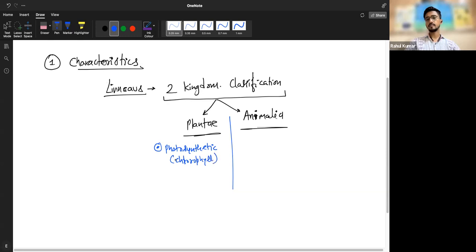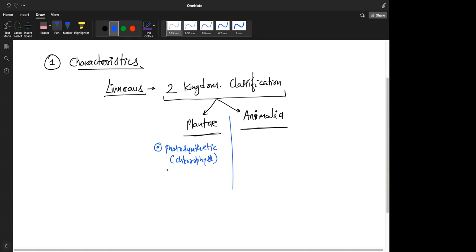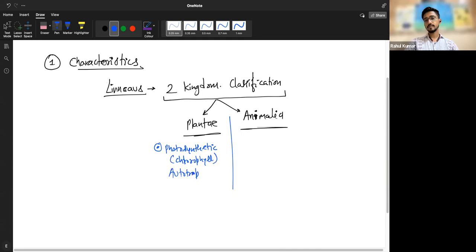Chlorophyll is a green pigment that gives plants the green color, and it has the ability to trap the light energy and basically convert it into chemical energy, right? So they are photosynthetic. Can I also say that they are, what is the other word for photosynthetic? Autotrophs. Autotrophs, yes, perfect. So they are autotrophs.